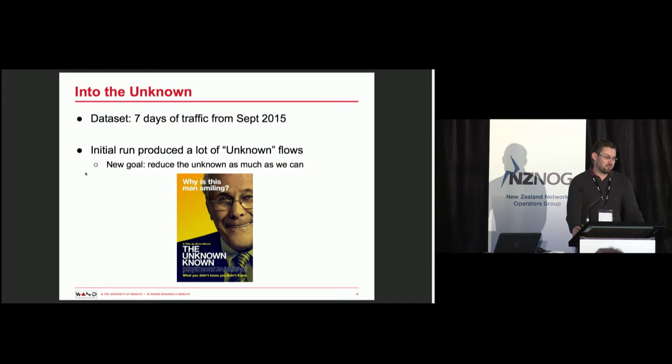So we captured about 7 days of the university's traffic in September 2015, ran it against an older version of libprotoident, and our initial test run produced quite a few unknown flows. So rather than just giving up and saying, all right, well, 50% of this stuff is unknown, our new goal became, let's look into this a bit more closely and see if we can figure out what this stuff is.